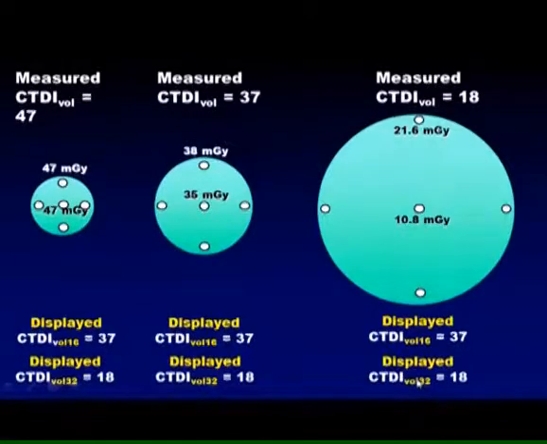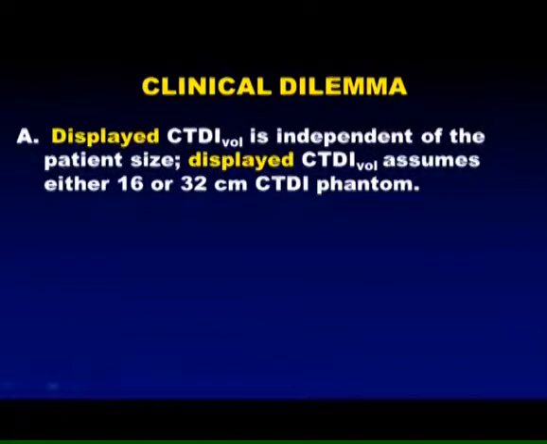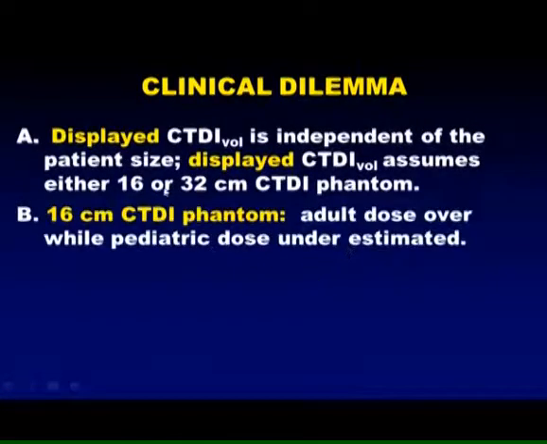So what do you note? You note that the CTDIvol that's displayed by the scanner contains what? Zero information about patient size. It tells us all about how much radiation was delivered to the phantom, but it tells us nothing about the patient dose as a function of its size. So the displayed CTDIvol is independent of patient size, because it's defined to a phantom.